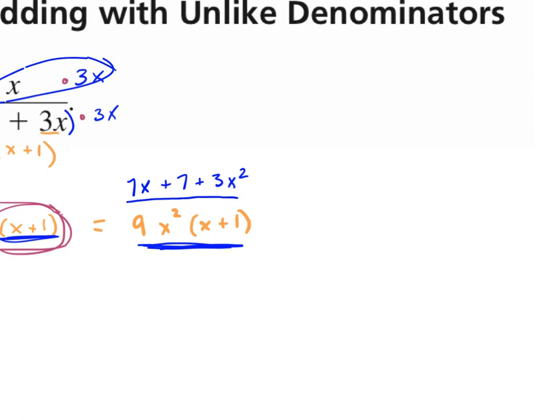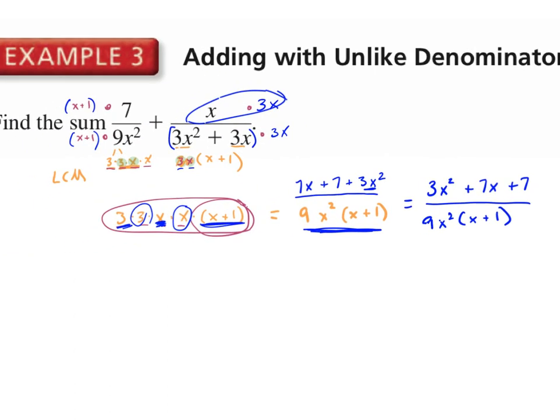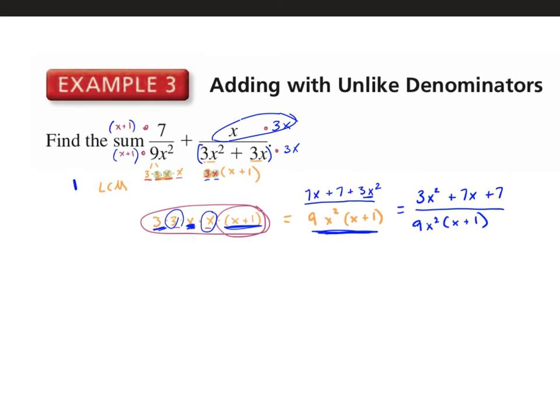We can rewrite this in standard form. So we start with our highest degree. So we have 3x squared plus 7x plus 7 over 9x squared times x plus 1. So that's one way of solving it, the least common multiple way.